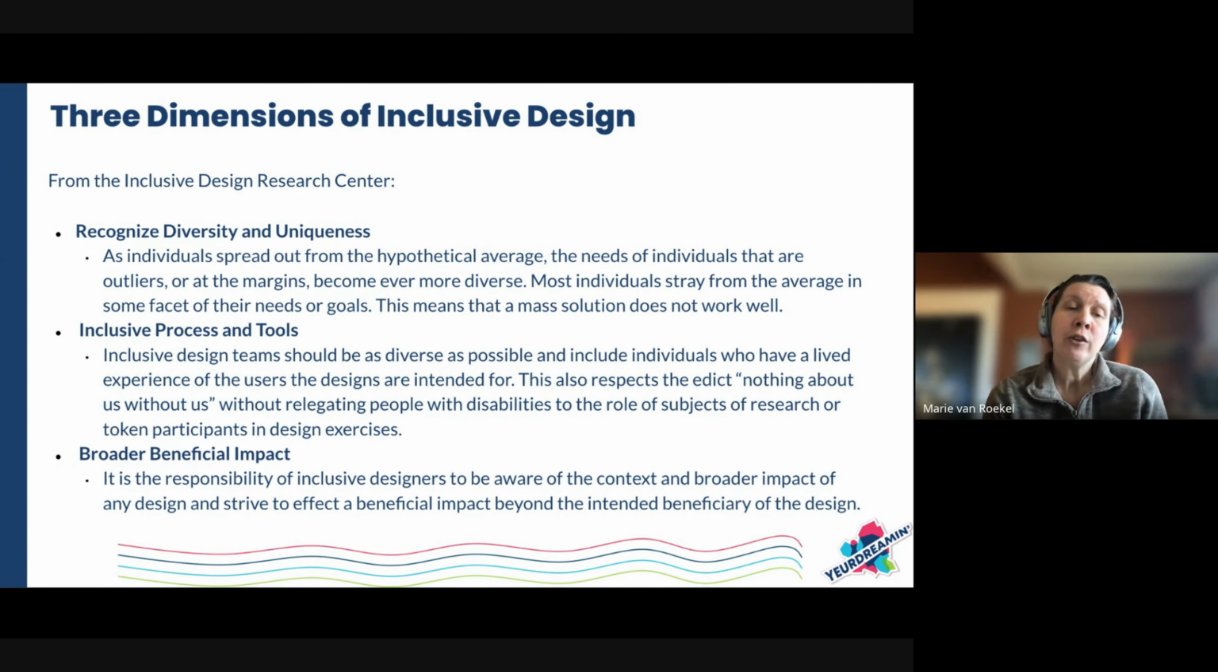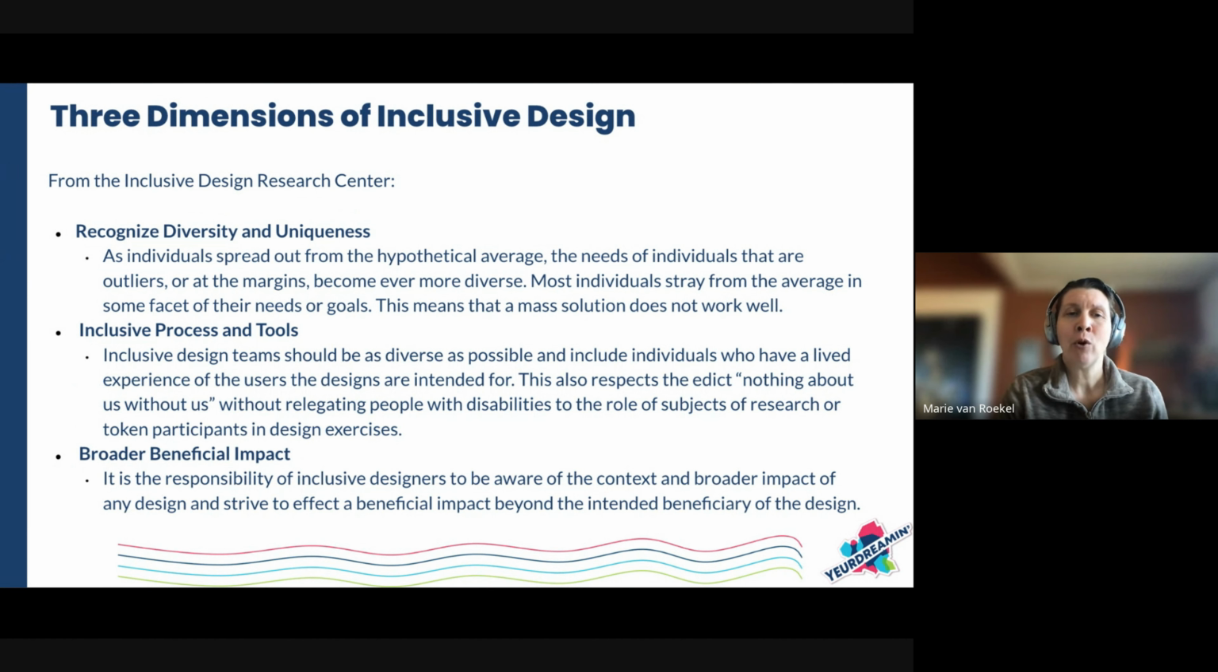So there are three dimensions that we should be keeping in mind as we are looking at inclusive design. And these are identified by the Inclusive Design Research Centre. The first is to recognize diversity and uniqueness. So you may think about a bell curve where there is this average that you're trying to design for. And then you have the people that are on the other ends of the bell curve, your outliers, or at the margins.